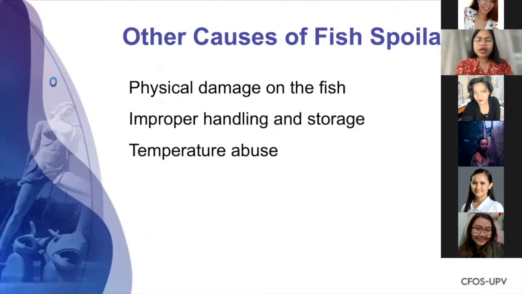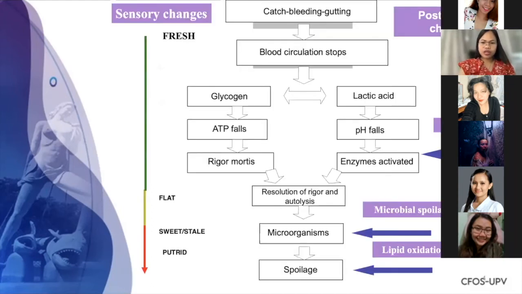So, yon. What other causes of fish spoilage or the things or factors that may contribute to fish spoilage are the following: physical damage, improper handling and storage, and of course, temperature abuse. Ayan. So this slide summarizes the events in fish after death.